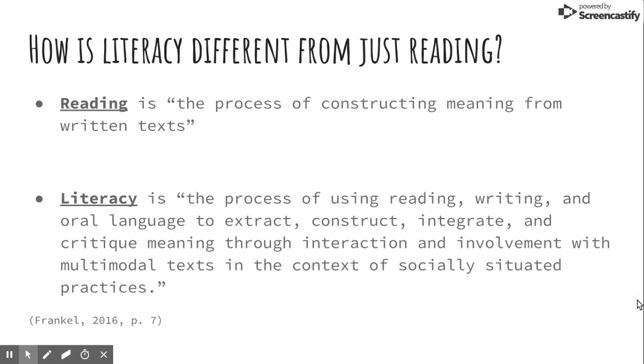It's not just reading, it's also writing about reading. It's oral language, it's talking about reading. It is integrating and critiquing the meaning. What did the author mean here? Why did we include this? And it is in interaction with socially situated practices. So there's so much more interaction that occurs with literacy than reading.